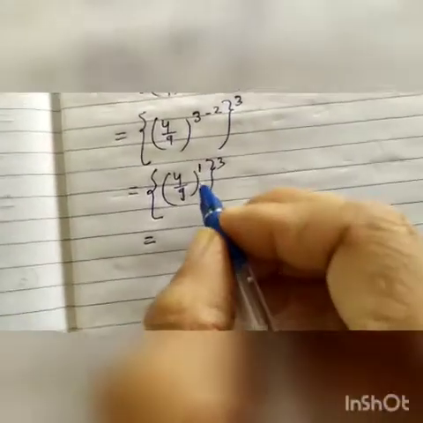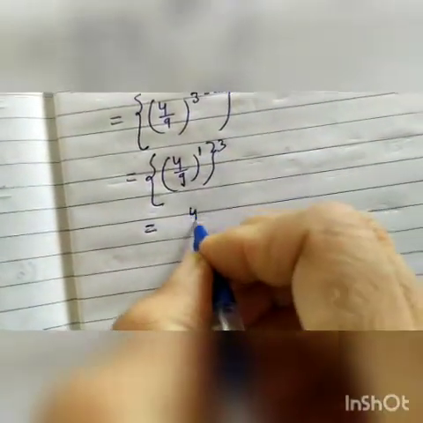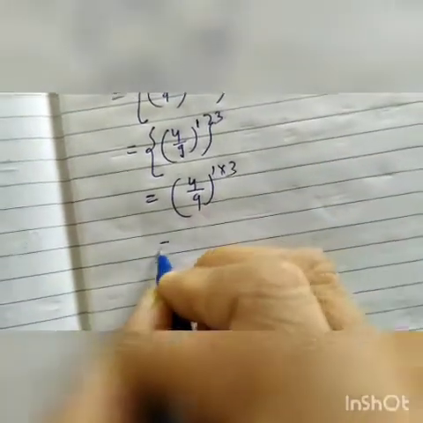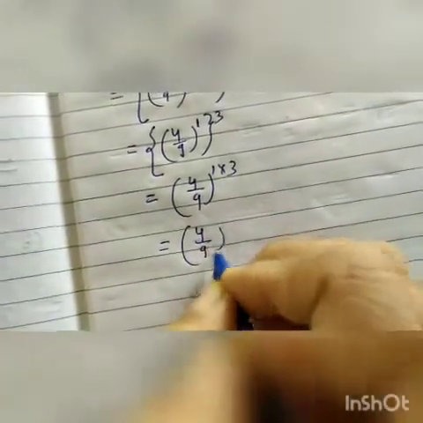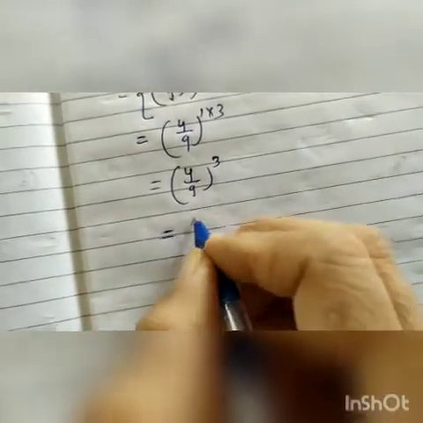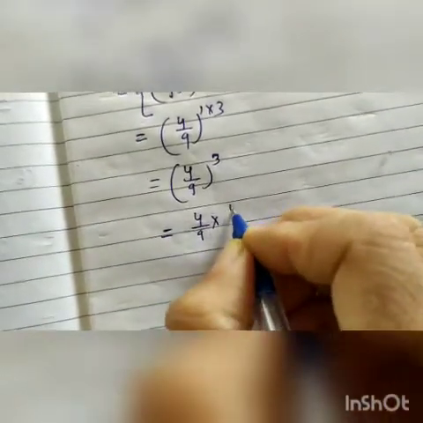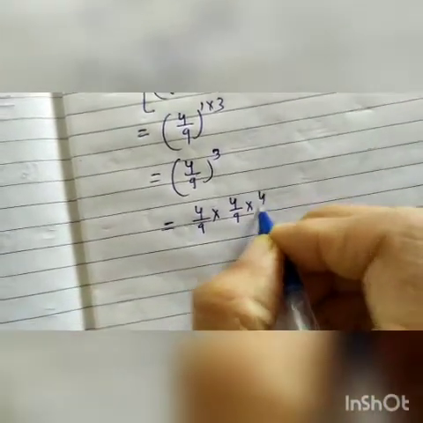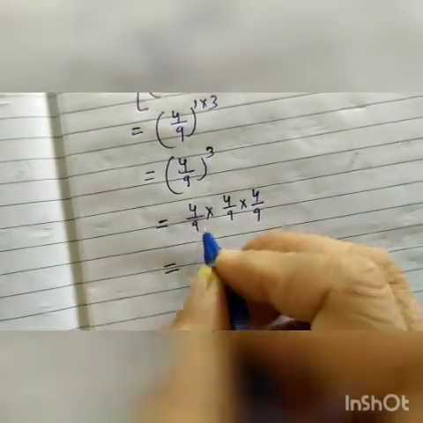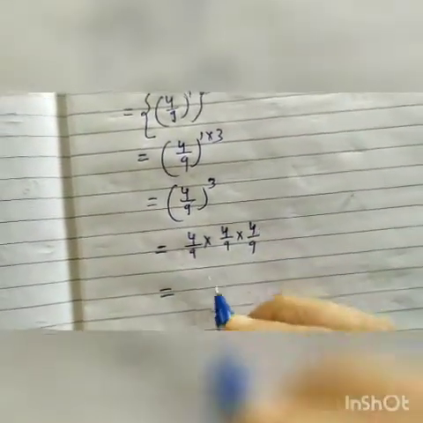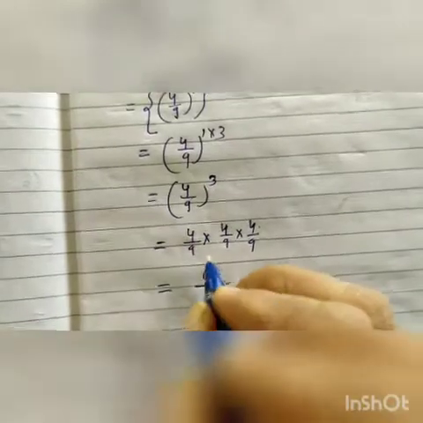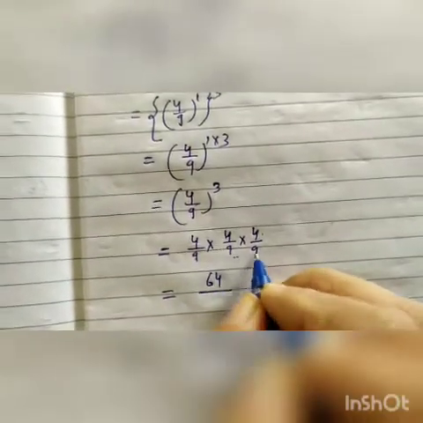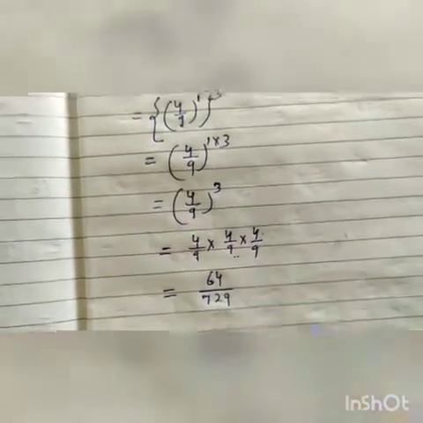Then what we will do? Now these two powers will be multiplied. 1 into 3 is equal (4/9)^3. Now multiply this 4 upon 9 into 4 upon 9 into 4 upon 9 is equal 4 fours are 16, 16 fours are 64 upon 9 nines are 81, 81 nines are 729.